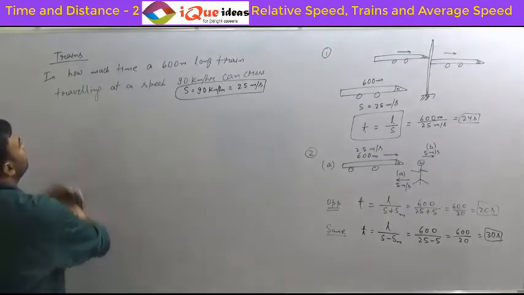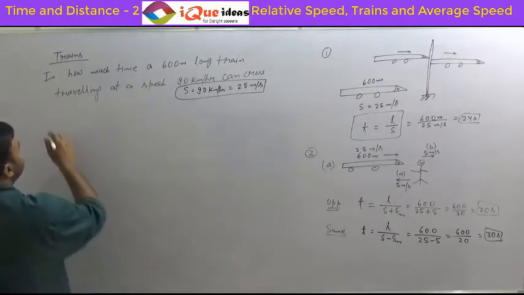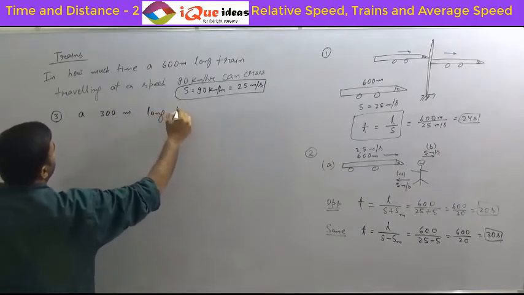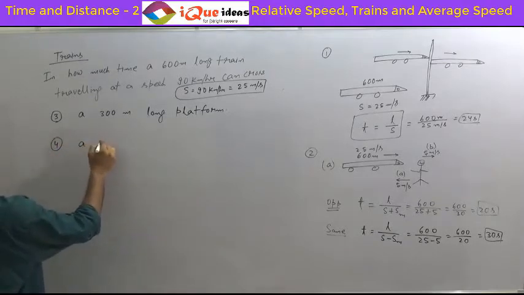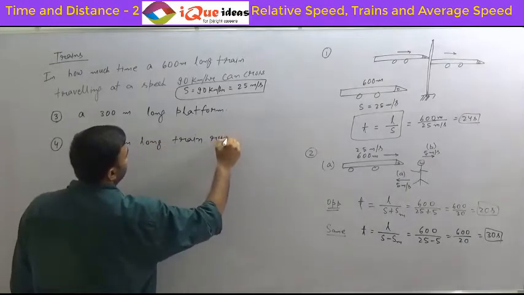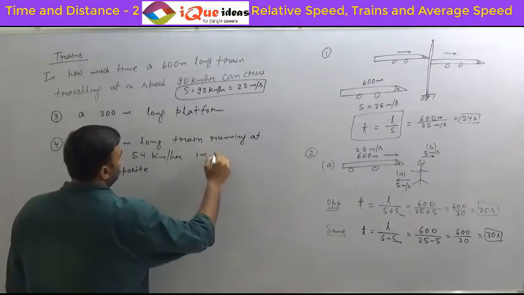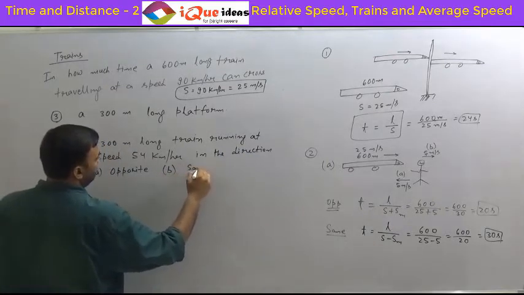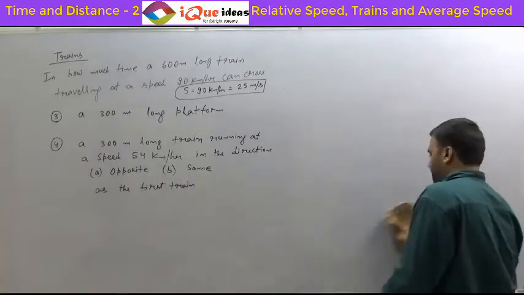So this information will remain same. In how much time can a 600-meter long train traveling at a speed of 90 kilometers per hour cross a 300-meter long platform? And a 300-meter long train running at a speed of 54 kilometers per hour in the direction opposite, and second case same as the first train. Question number 3 we take first.